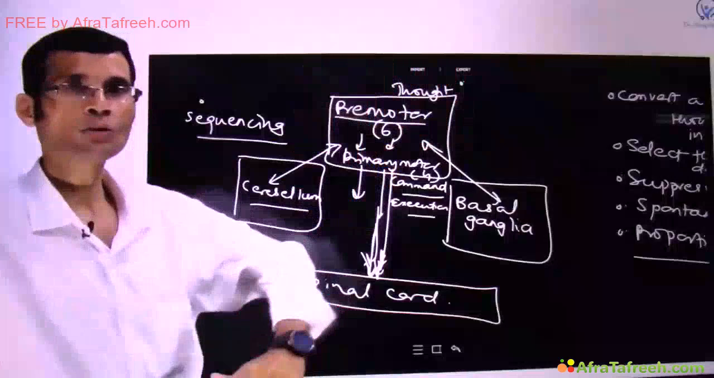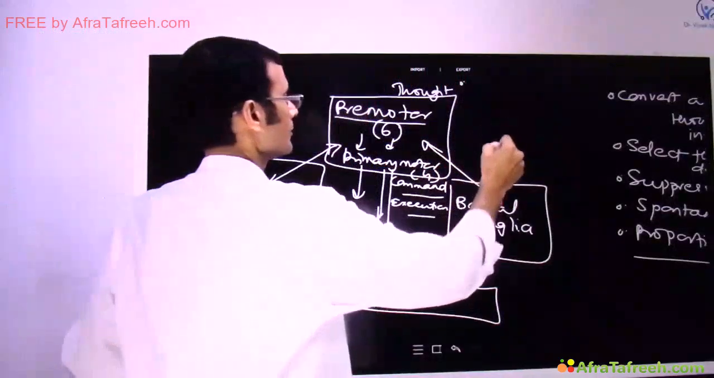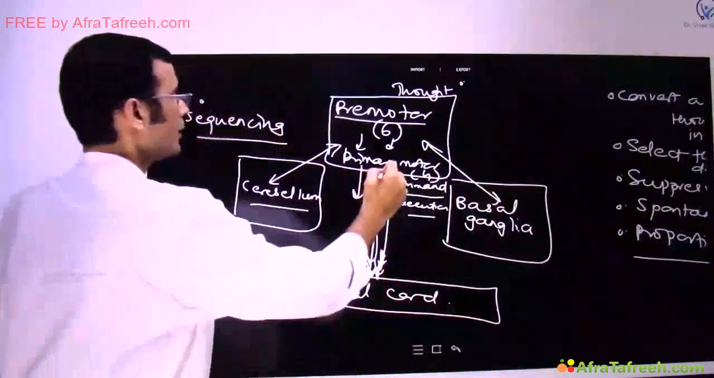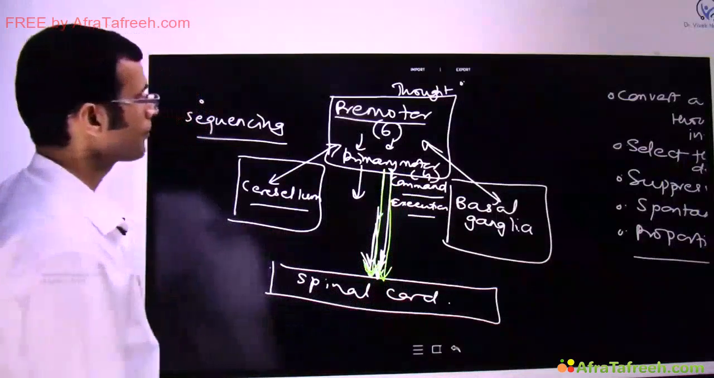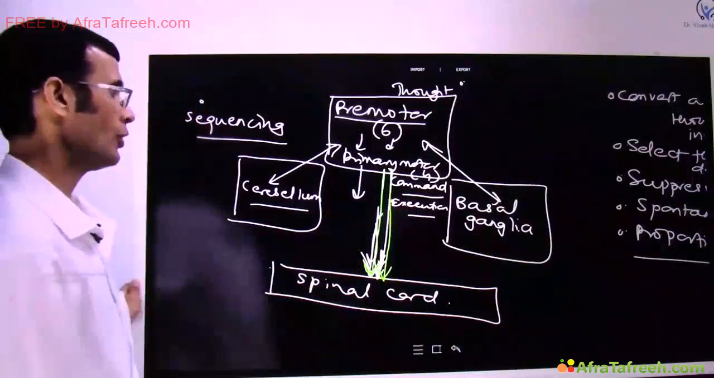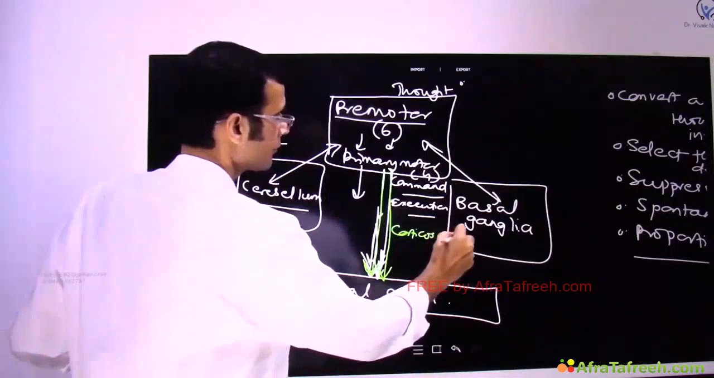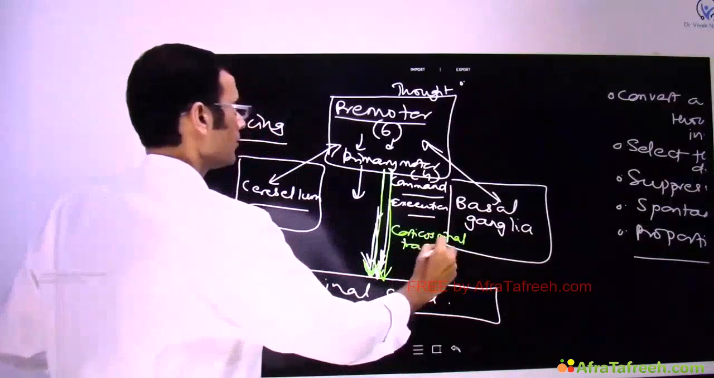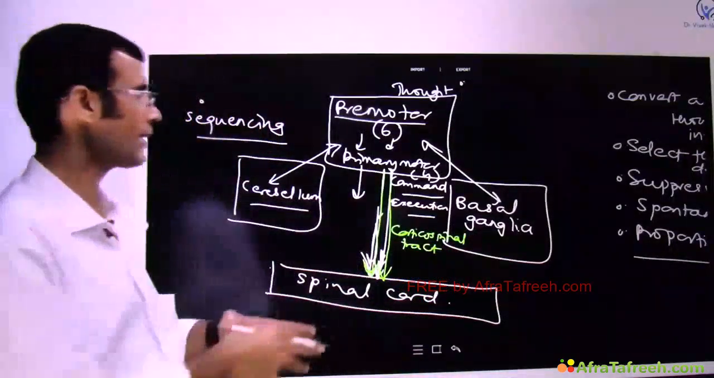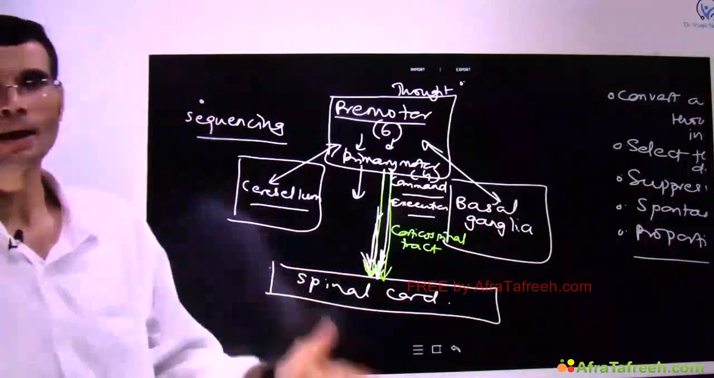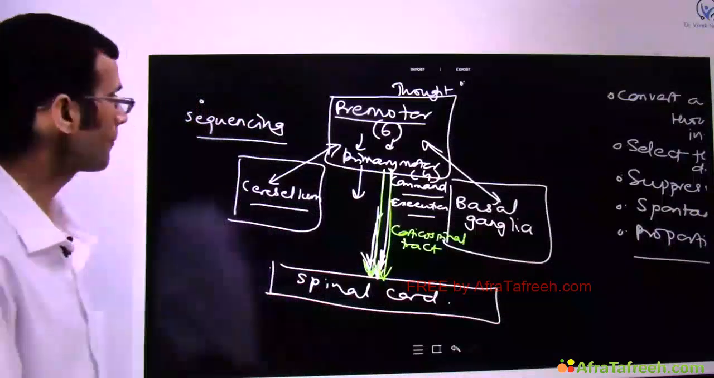This sending down of the command will occur via two groups of descending fibers. As you can see, one set of fibers starting from the cortex directly end on the spinal cord. This is called the corticospinal tract. Fibers of this tract, while they are passing through the medulla, create pyramids in the medulla, for which reason this has been described as the pyramidal tract.